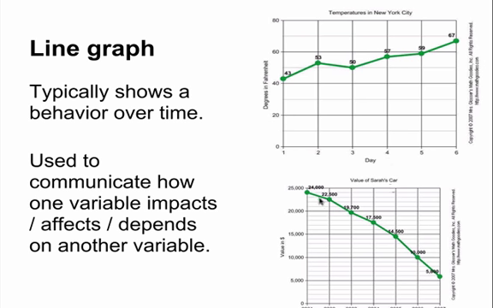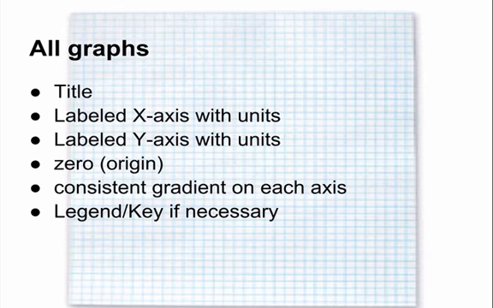The value of Sarah's car, we can see the line graph going down, and we see that over time, Sarah's car is valued less and less.